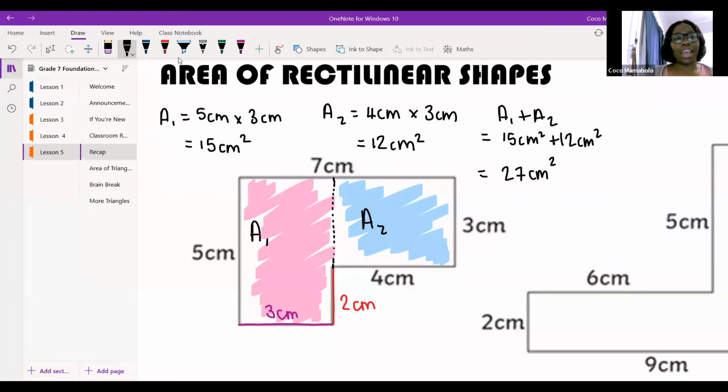All right. This is how we do this. This is how we have to split it up into each bit. Because it's a rectilinear shape and it's not a full shape, you have to break it down into 2 separate rectangles in order to find the area of the whole shape.